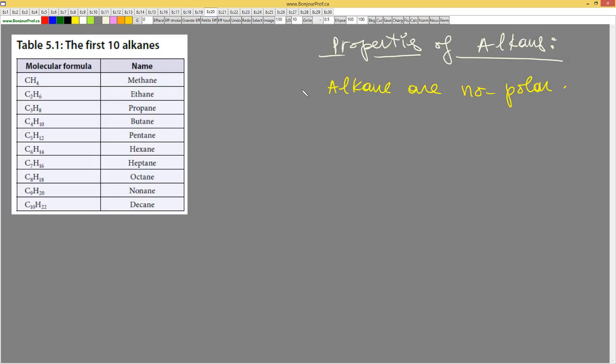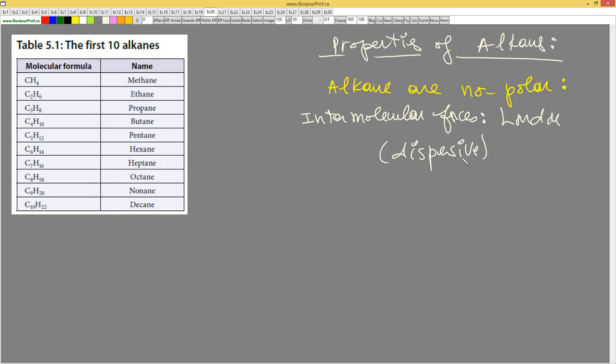What can we deduce from that? What conclusion are we going to make? Intermolecular forces. What intermolecular forces are in non-polar molecules? London forces, London or dispersive forces. Sometimes we call it dispersive. London dispersive forces. And we said London forces are the weakest.